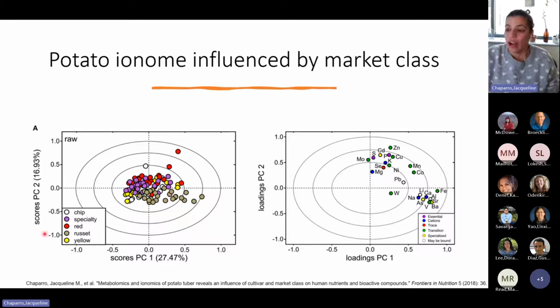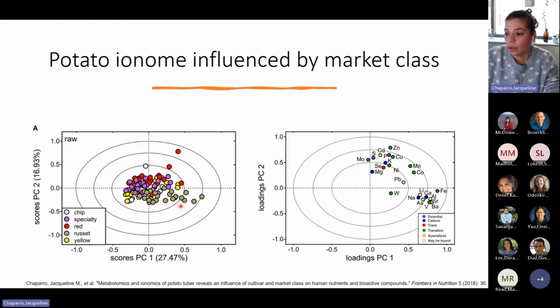And you could see how the different elements tend to separate and distinguish some of these market classes based on our PCA analysis, which is a principal component analysis, where you basically summarize this data into 2 dimensions, and you're able to explain the percentage of variability in the data: PC1 explains 27.47% of the data, whereas PC2 explains 16.93% of the data. And then if I were to superimpose the scores on top of the loadings, or vice versa, you're able to see which elements tend to correlate more with this separation.